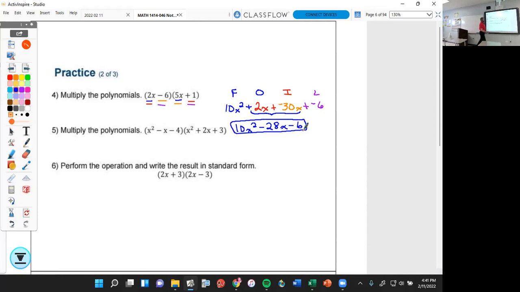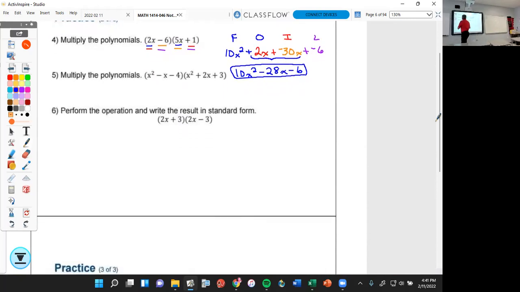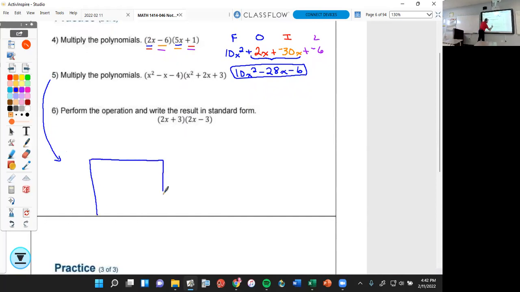And then the next problem. I don't have a whole lot of space on number 5, so I'm going to do number 5 down here a little bit. On number 5, I have a trinomial times a trinomial. So what I'm going to do here is write a 3 by 3 box.